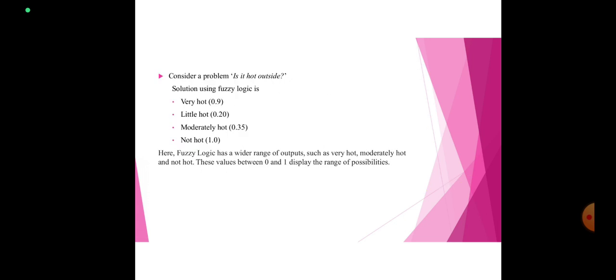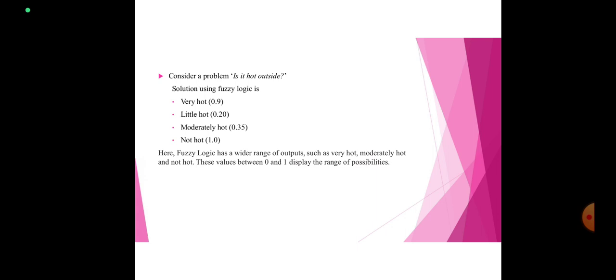We can have a look at a problem, that is, the question: is it hot outside? If we use fuzzy logic for finding the solution, the possible answers are very hot, moderately hot, a little hot, or not hot, and each has certain values too. It is clear that fuzzy logic uses a wider range of outputs for getting the solution, and the most appropriate solution will be selected from these.